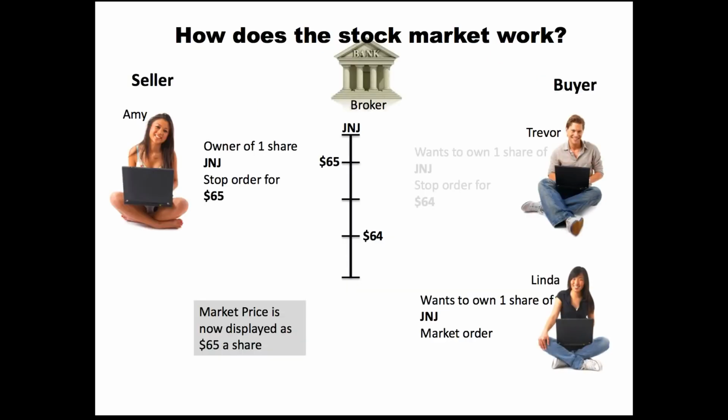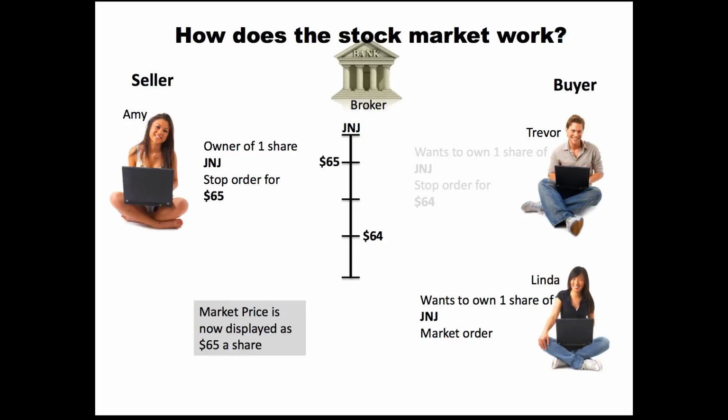Now let's look at this from the opposite perspective. Let's say that Amy is the only seller out there and she's offering to sell her one share. And Trevor's a buyer, and now we have Linda who's a buyer. Okay, Trevor has the stop order in for $64, which is not the price that Amy's willing to sell the share for. But now Linda comes along, she puts in a market order.